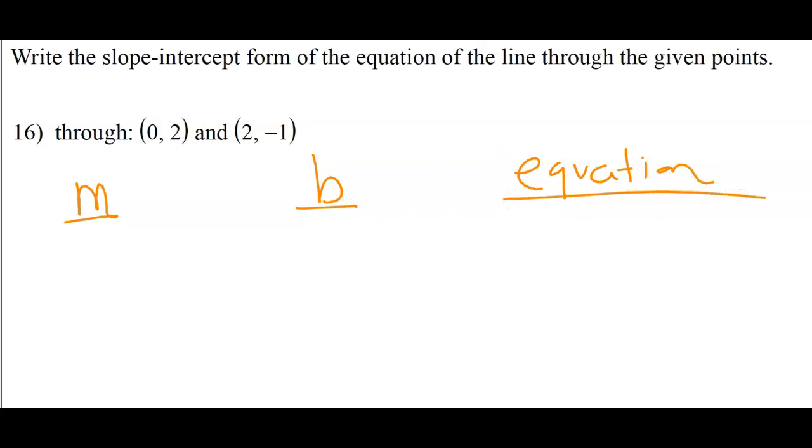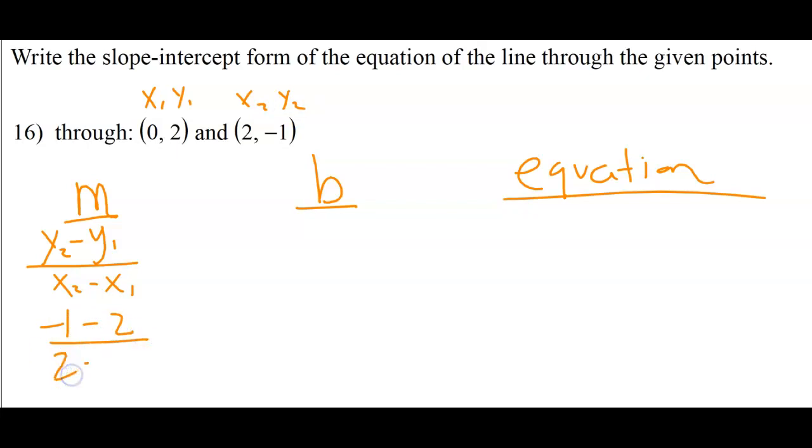Okay. Now, to find your slope, you're going to need to use this old guy, y2 minus y1 over x2 minus x1. And these points up here are your x and y values. So if we just plug them in, y2 minus y1 over x2 minus x1, we end up with negative 3 over 2. So there's my slope, negative 3 over 2.